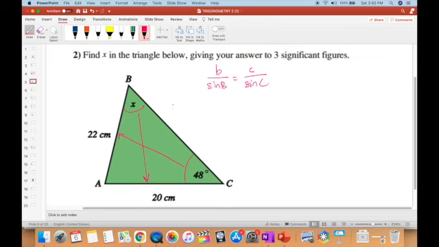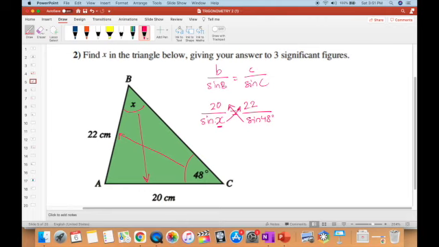So now it's just a matter of plugging in the values. So the side B is 20 all over the sine of B, which is x. That is what we want to find. We want to find x here. We don't want to find sine x. We want to find x, right? That is equal to C, which is 22 all over the sine of C, which is sine 48 degrees. And now we just cross multiply.